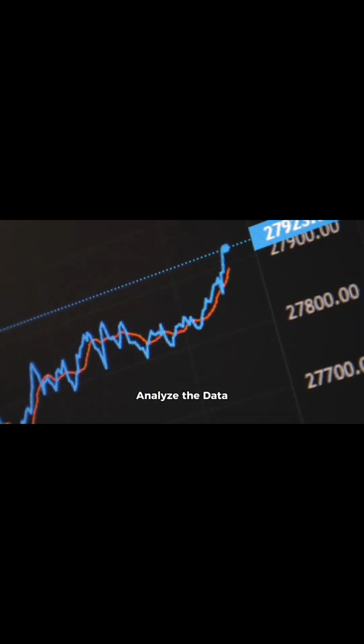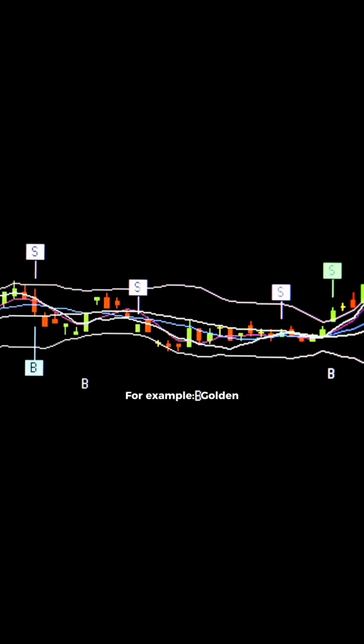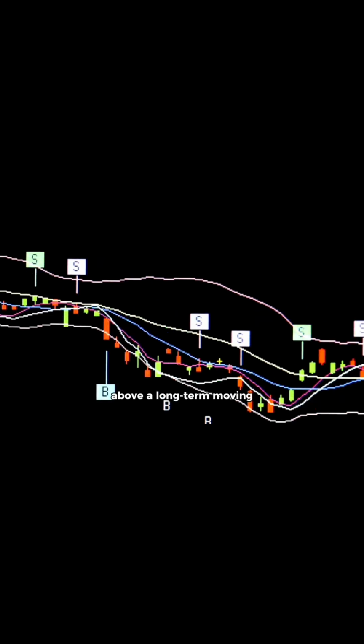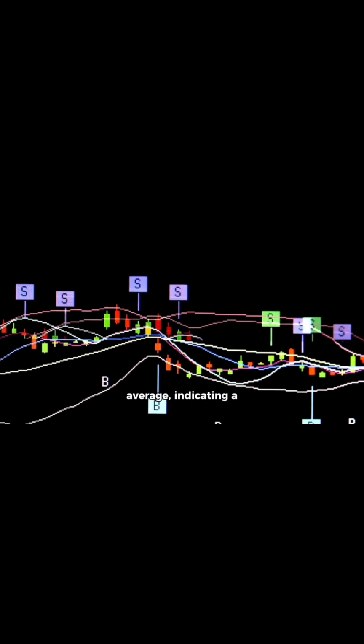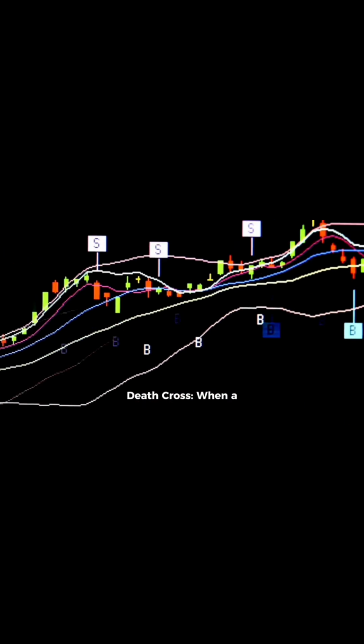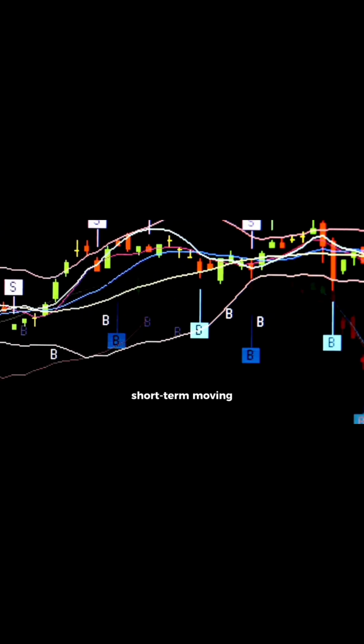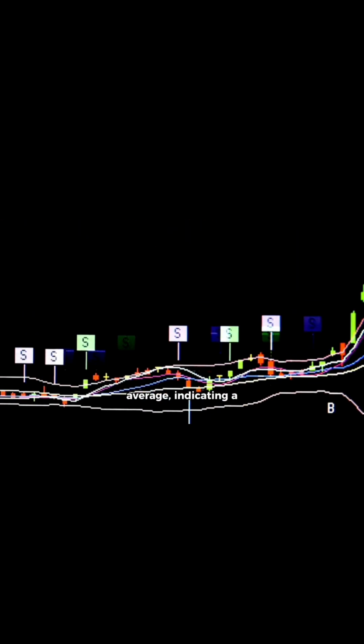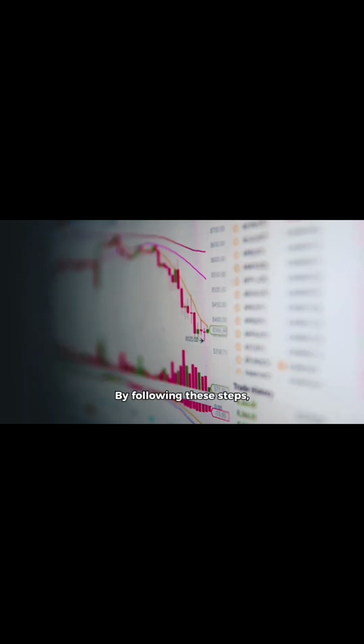6. Analyze the data. Moving averages are often used to identify trends and potential buy or sell signals. For example, golden cross: when a short-term moving average crosses above a long-term moving average, indicating a potential uptrend. Death cross: when a short-term moving average crosses below a long-term moving average, indicating a potential downtrend. By following these steps, you can check and analyze the moving average of a stock to inform your trading decisions.